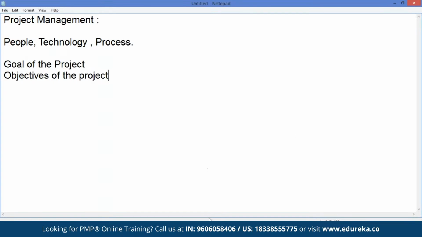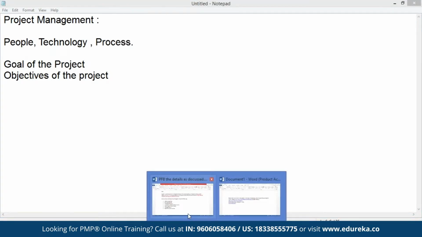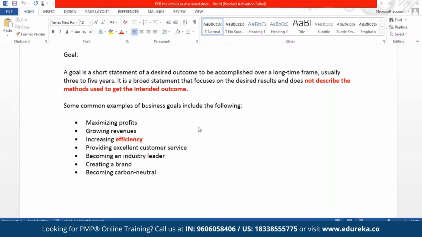So primarily, how do we define a goal? If you look at it in layman's language, a goal is a short statement. It's relatively a short statement of a desired outcome to be accomplished over a long time frame. Which means it's a short statement of a desired outcome to be accomplished over a long time frame. Over a stipulated period of time you intend to accomplish it. So usually 3 to 5 years.